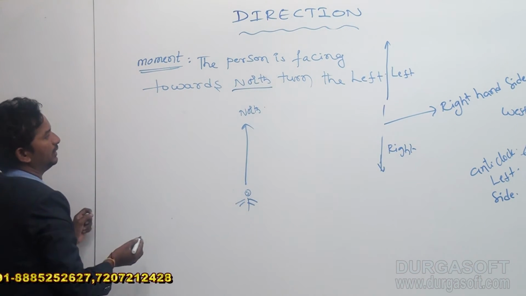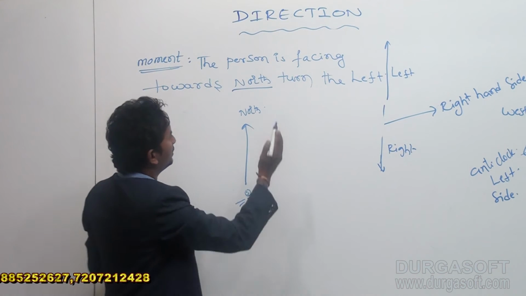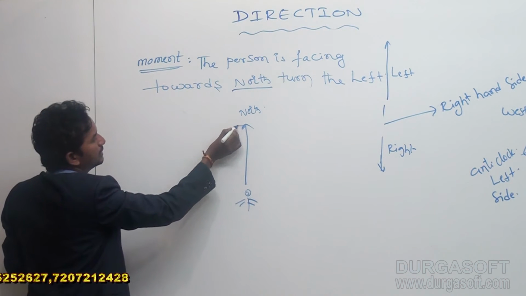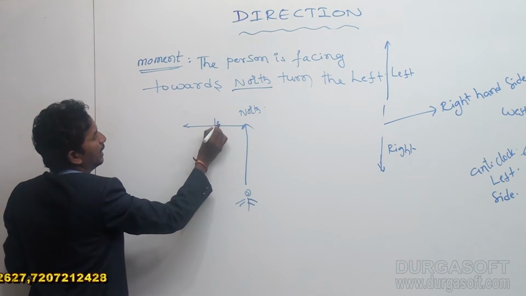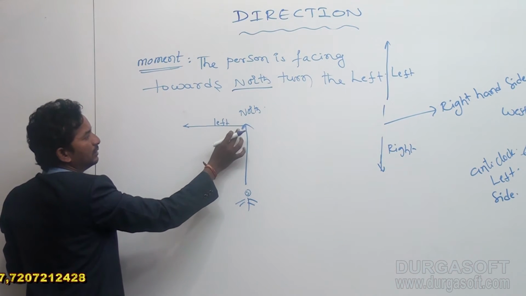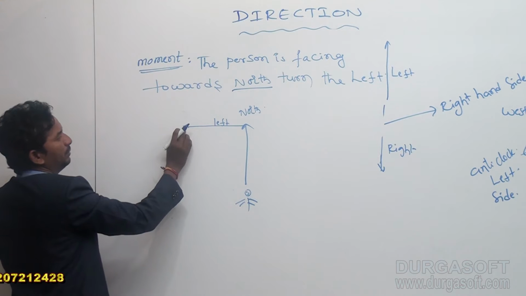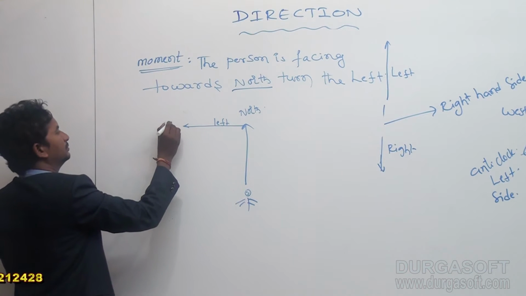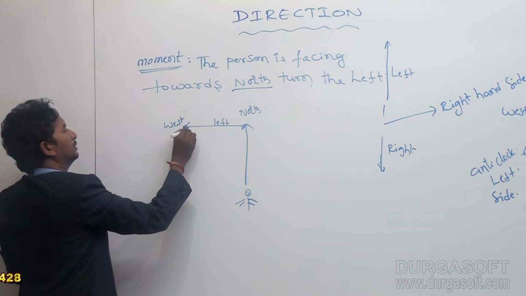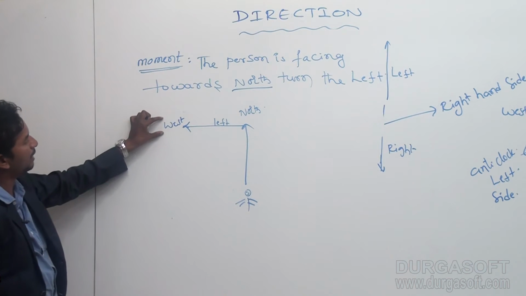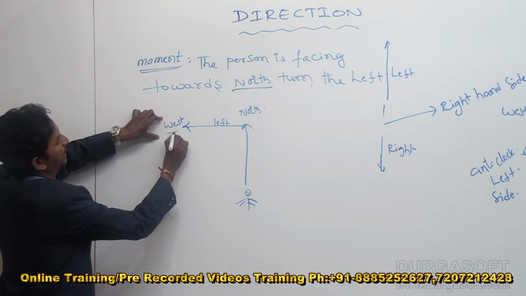Again turn the left. North left, this is the left direction, the anti-clockwise side. North left, anti-clockwise side. The person is coming to the west direction. So finally the man is facing the west direction.